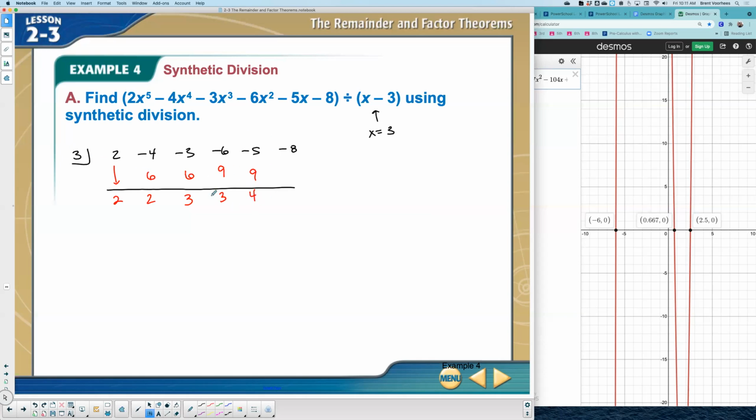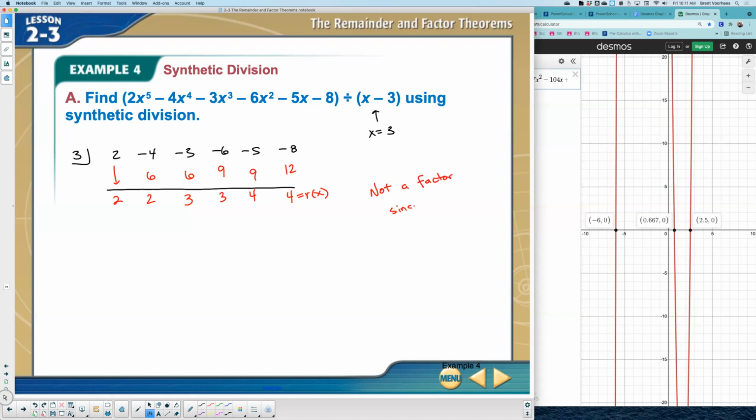And then 4 times 3? 12. And I add 4. The 4 is your remainder. The last number is always your remainder. This is not a factor. I'm going to put this out. Not a factor.